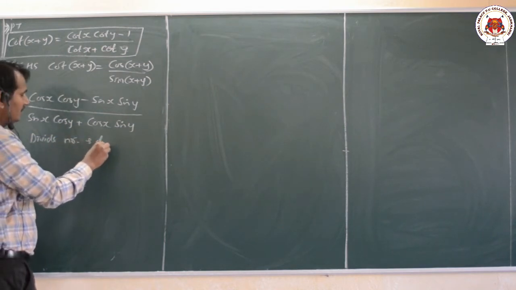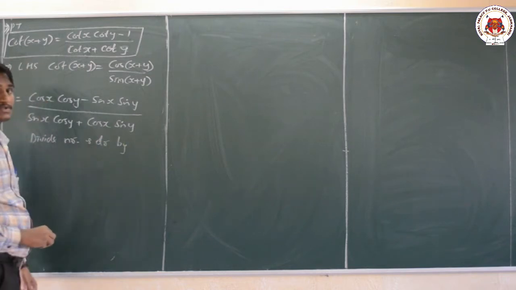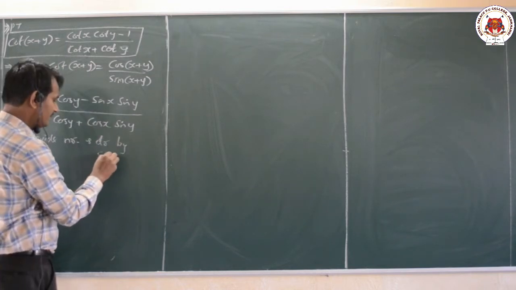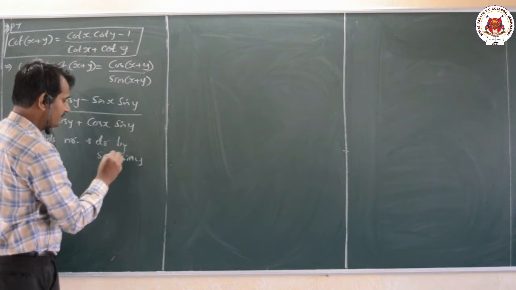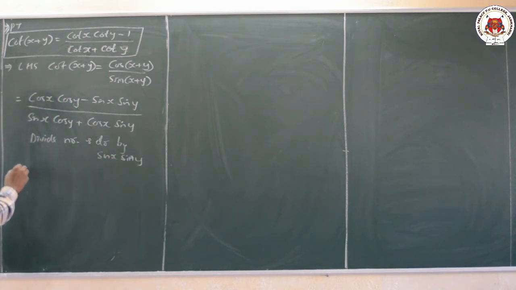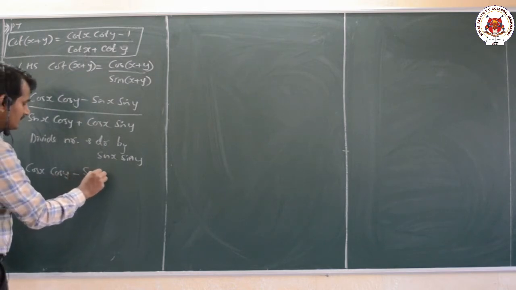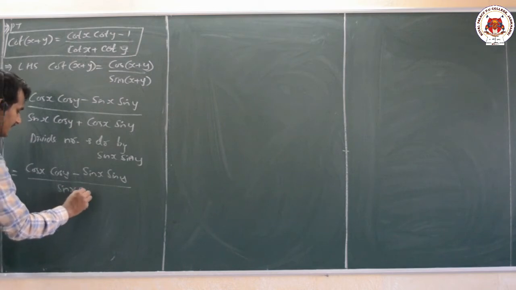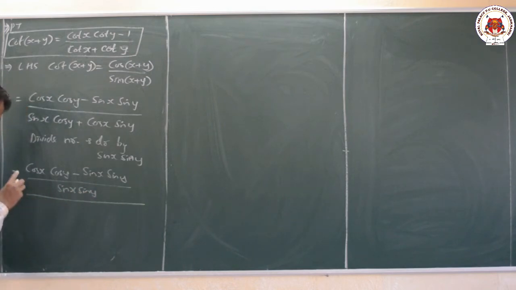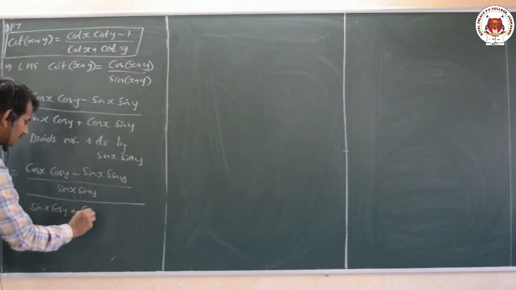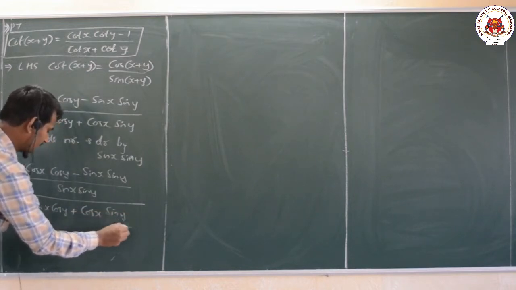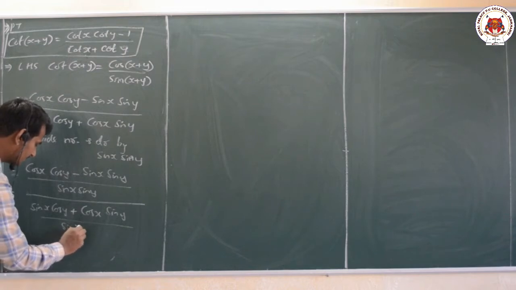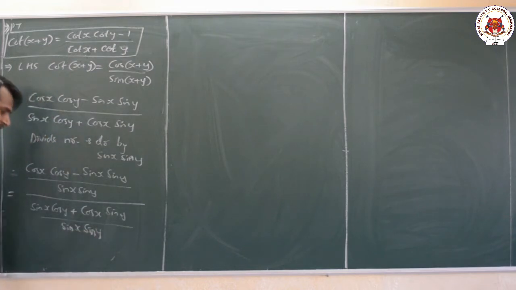numerator and denominator by sin x into sin y. Now what we get here, that we shall observe: cos x cos y minus sin x into sin y whole divided by sin x sin y, whole divided by, now what we get here, sin x into cos y plus cos x into sin y whole divided by sin x into sin y.